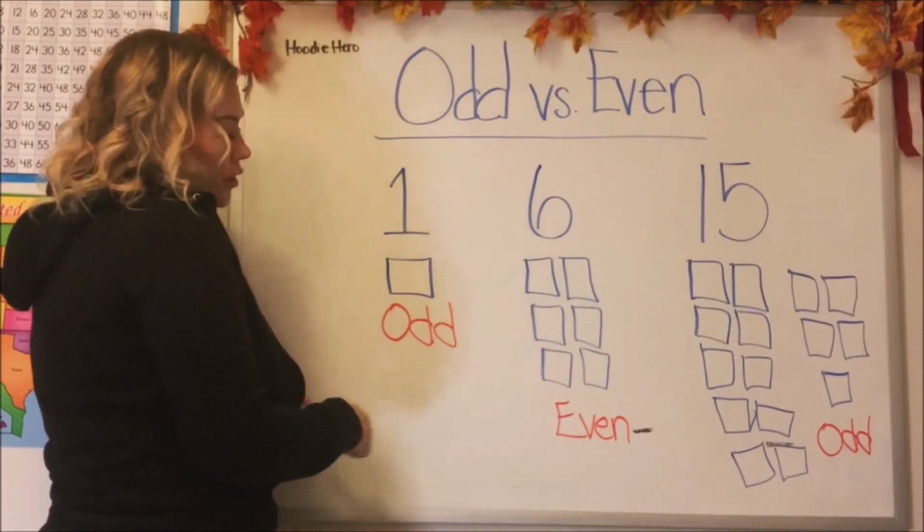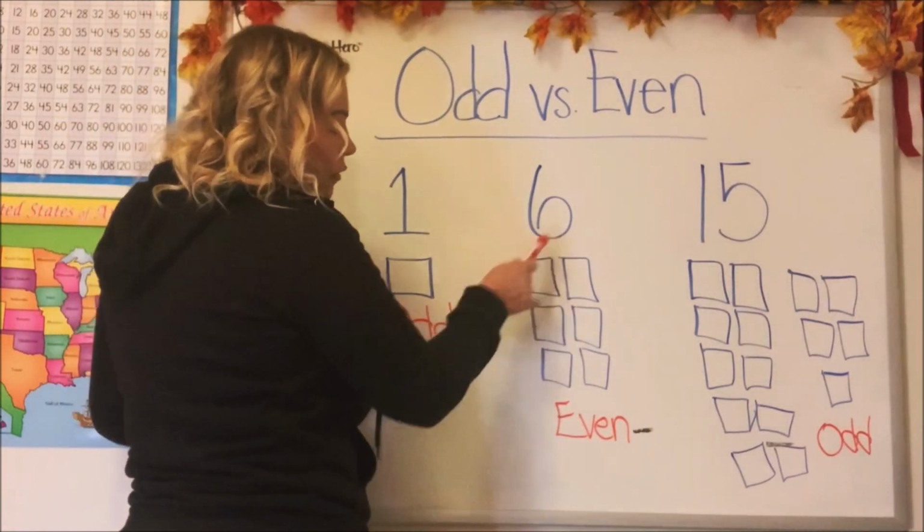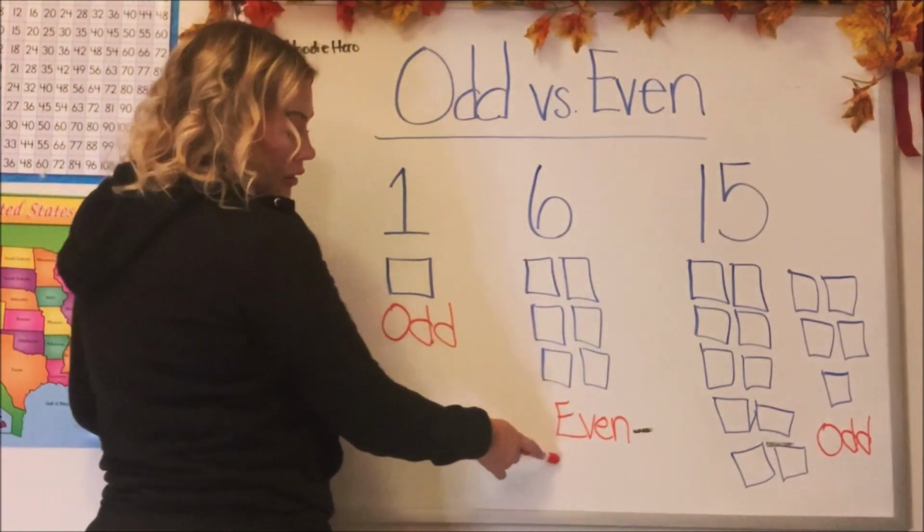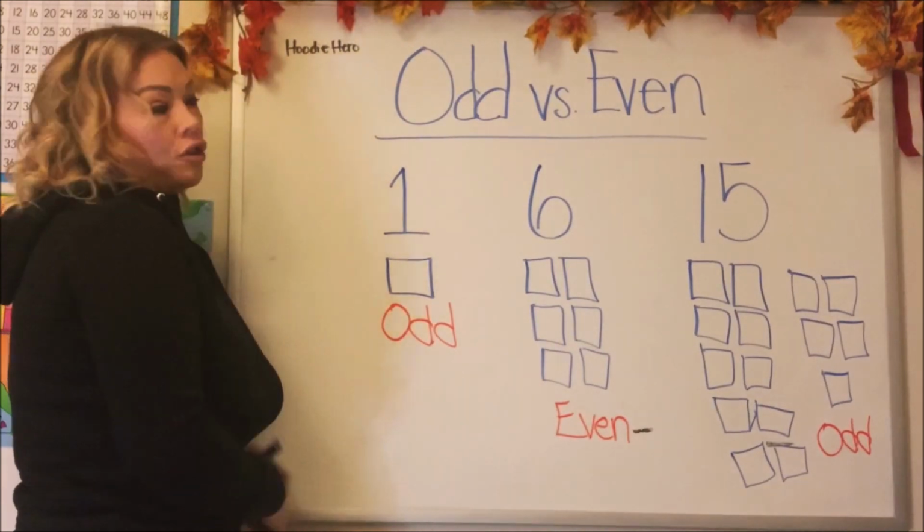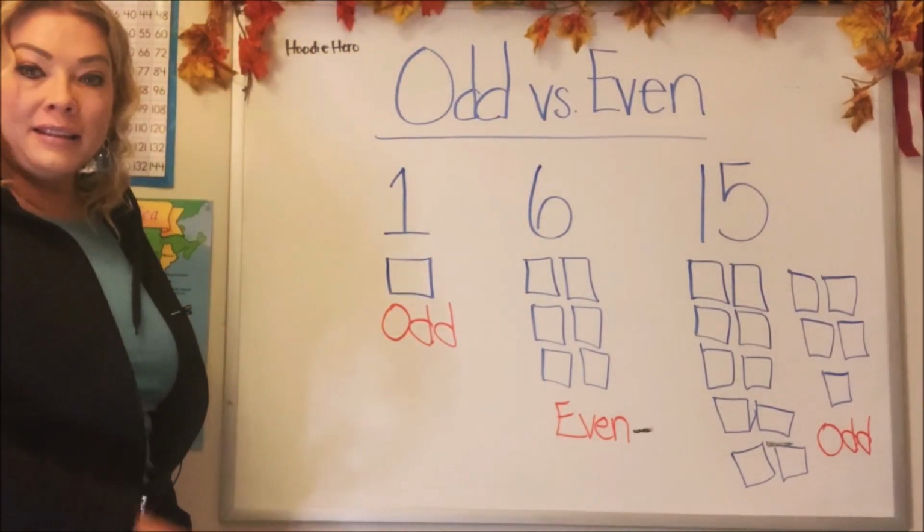Okay, so when we use the block system and we write out a block for each of the numbers, then we can look and see if all the blocks have a friend, they're even. If they aren't, they're odd. Does that make sense?